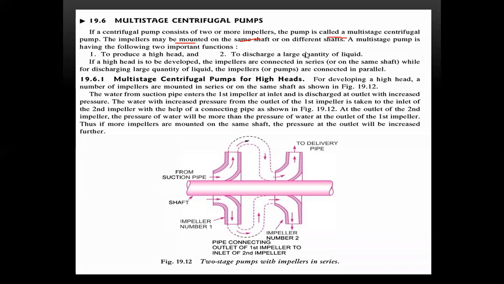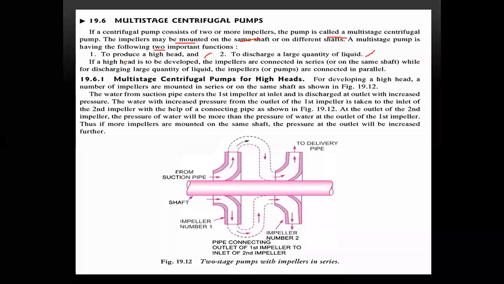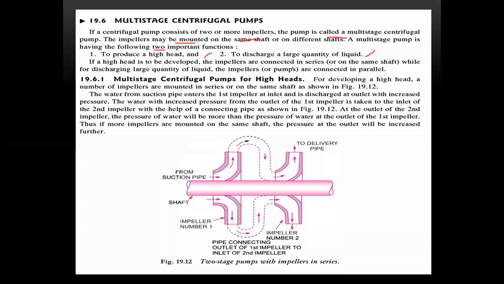So the multi-stage pump has the following two important functions. What are the two important functions here? The two important functions of multi-stage pumps are to produce a high head and to discharge a large quantity of liquid. If the high head is developed, the impellers are connected in series.